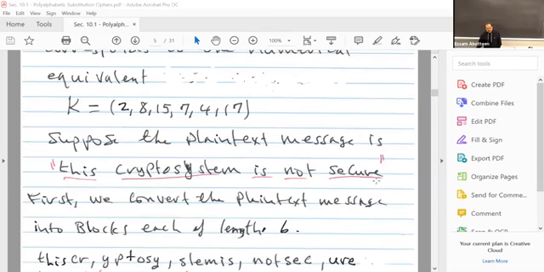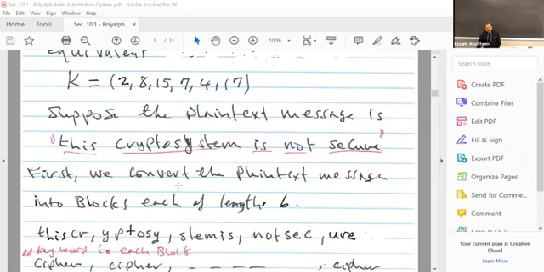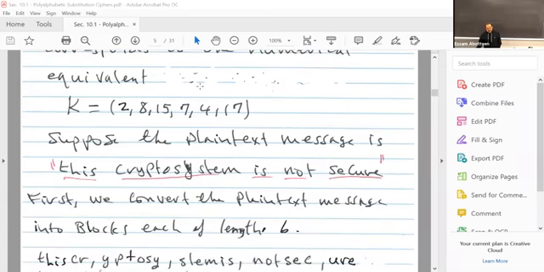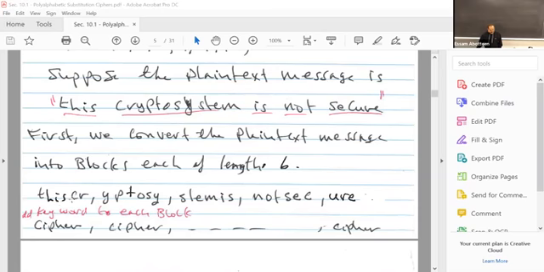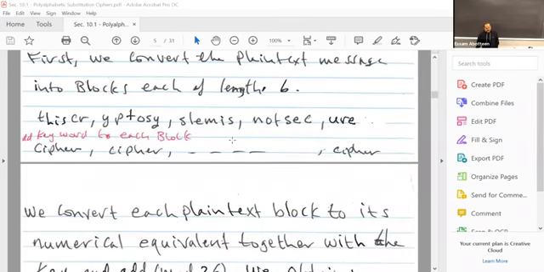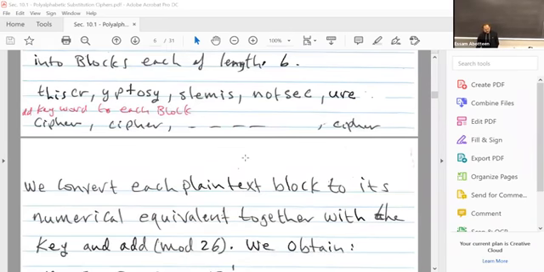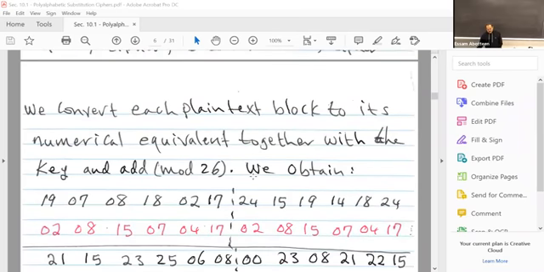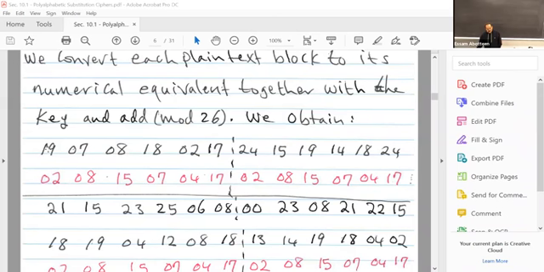So first we're going to convert this crypto system is not secure to blocks of length 6, which is going to be CRYPTO, and so on. And then we're going to add the keyword to each of these blocks, cipher, cipher, cipher, using the numerical values for the letters and the keyword. We're going to have it like this. So these are the numerical values of the message partitioned into blocks of length 6. The first block is here, and then we have the key underneath.